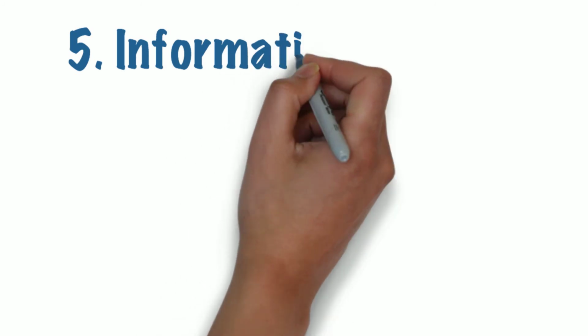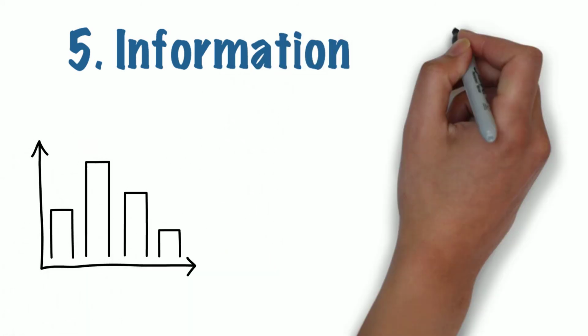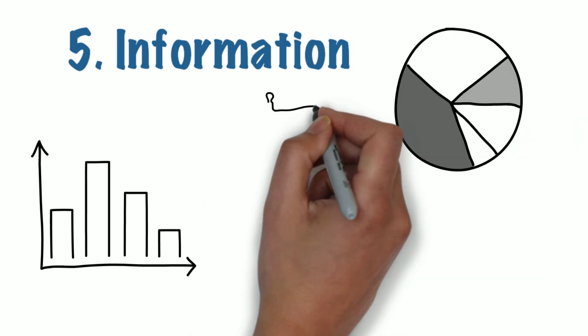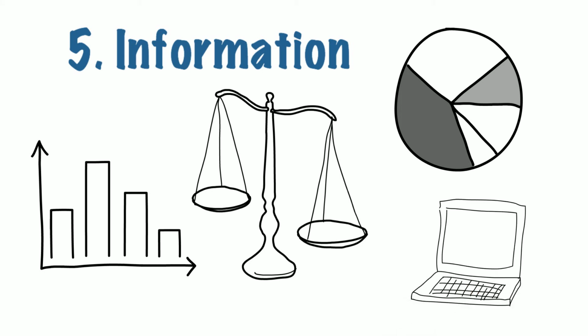The fifth principle is information. To make good recommendations, the panel needs to know what they are talking about. The council should provide a baseline of balanced information and make extra resources available if and when requested.